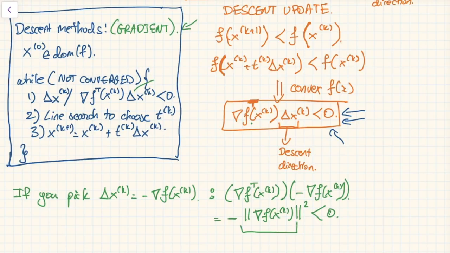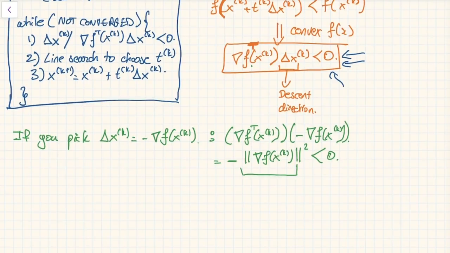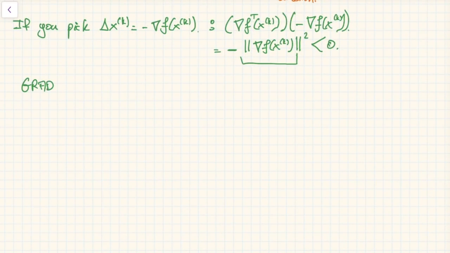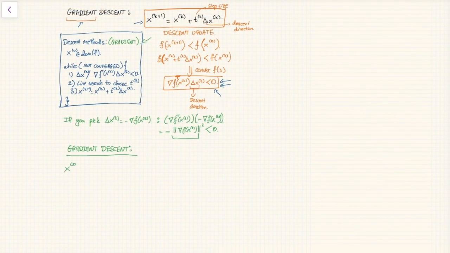Actually, you'd modify 1. You know what? Let me write it down here. Gradient descent would then, as before, pick x0 in the domain of f and iterate in the same way while not converged. 1. Pick your descent direction to be the negative of the gradient at xk.